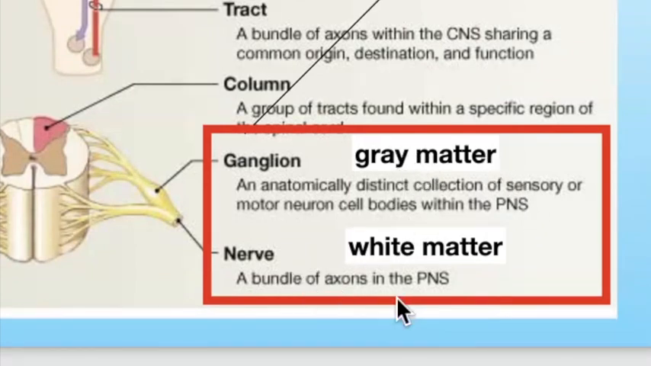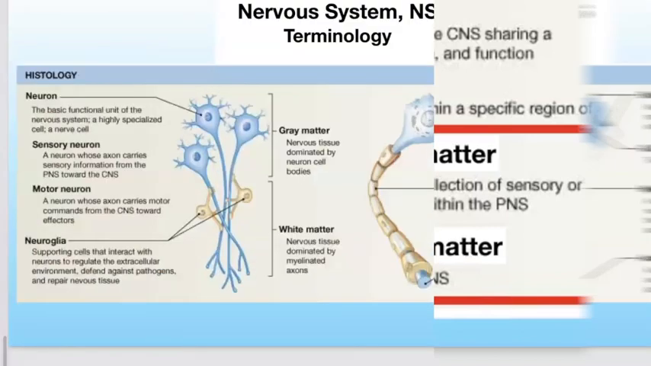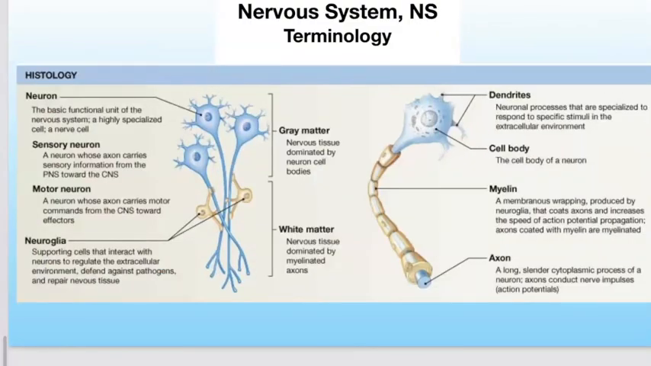Nerves are bundles of axons in the peripheral nervous system, and they appear white because the axons are wrapped up in myelin sheaths, which are white, and so on. You can read through these definitions and make sure that you understand them all, because in this coming unit, Unit 3, we will use all of this vocabulary in every lecture, okay?